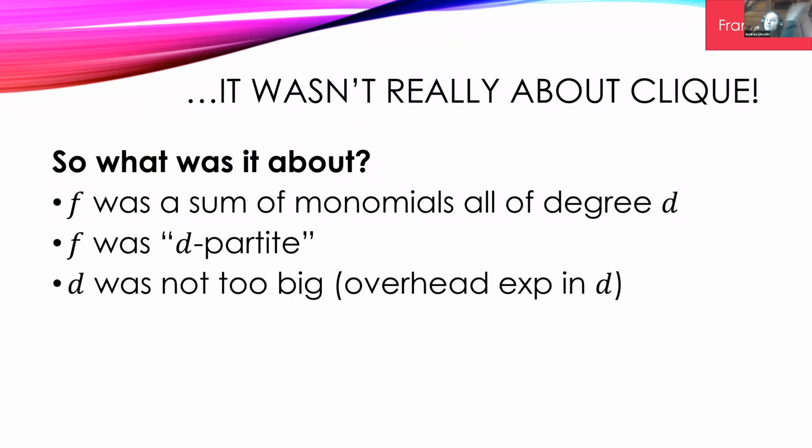So in addition to this d-partiteness that we're abusing to make our multiplications work nicely, we need that the degree of our polynomial is not too big. And this is because our overhead is exponential in the degree of our polynomial. Sorry, getting a little warm.